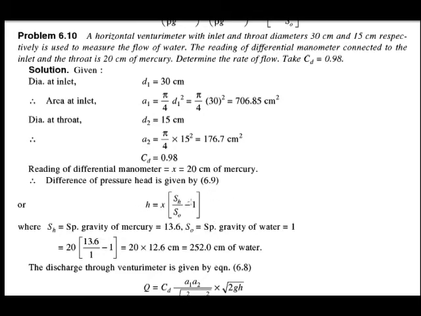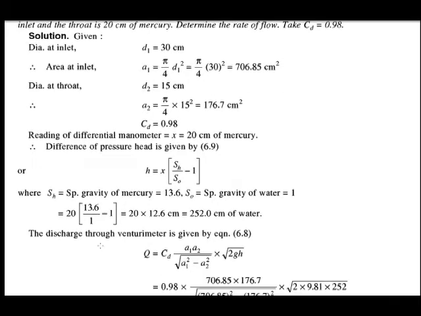Now put the values in the formula. H is equal to X value 20 in bracket SH 13.6 upon S0 1 minus 1. So it is equal to 20 into 12.6 centimeter, which is equal to 252.0 centimeter of water. Up to here we have calculated the difference of the pressure head. Now we can easily determine the rate of flow.